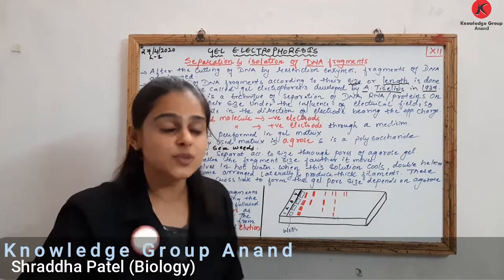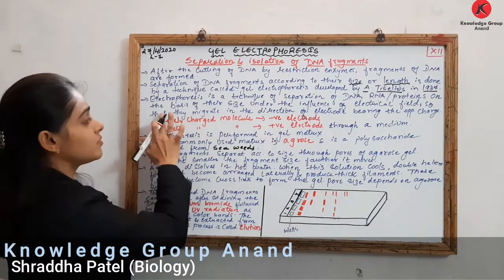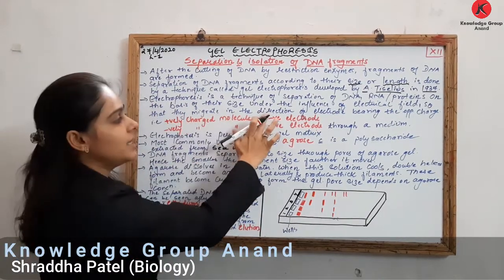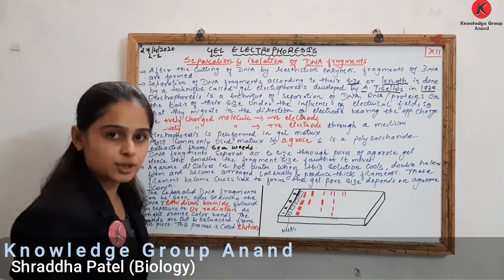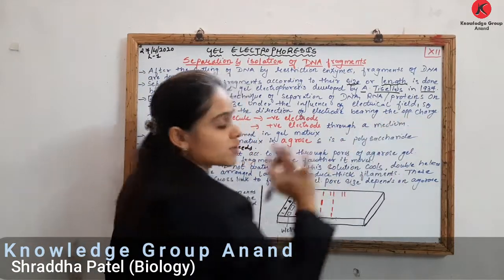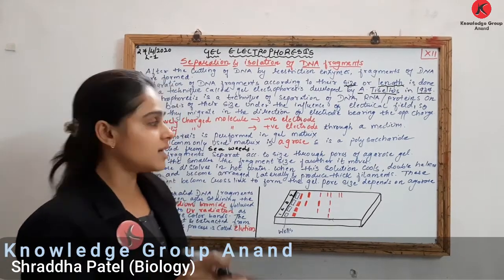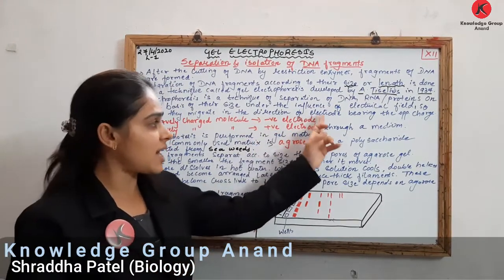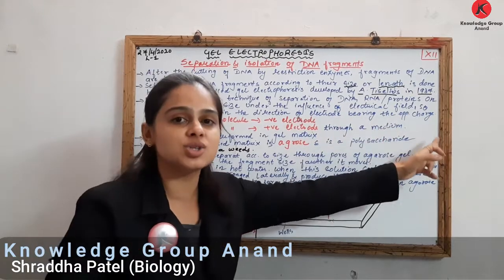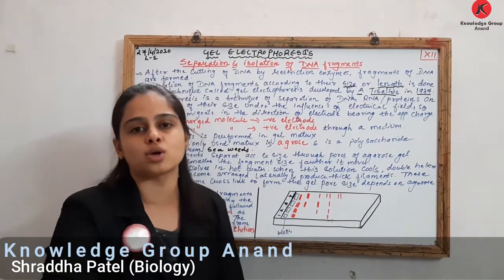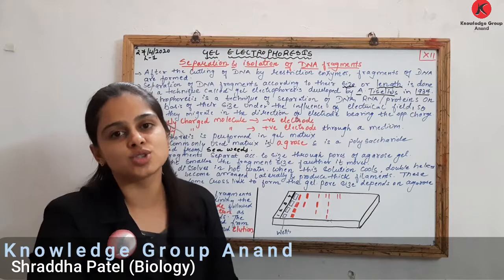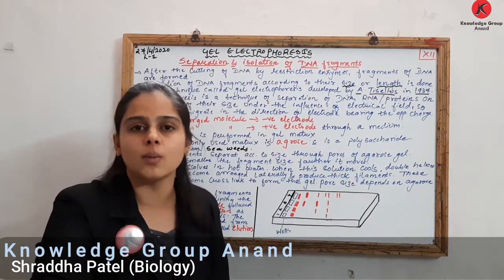Am I clear? So once again, what have I written? They are going to migrate in the direction of the electrode bearing opposite charge. Simple as that. DNA has a negative charge. These negatively charged molecules are going to move in the direction of the electrode bearing opposite charge. Which charge will the electrode have? Positive charge. That is, we are talking of our anode.